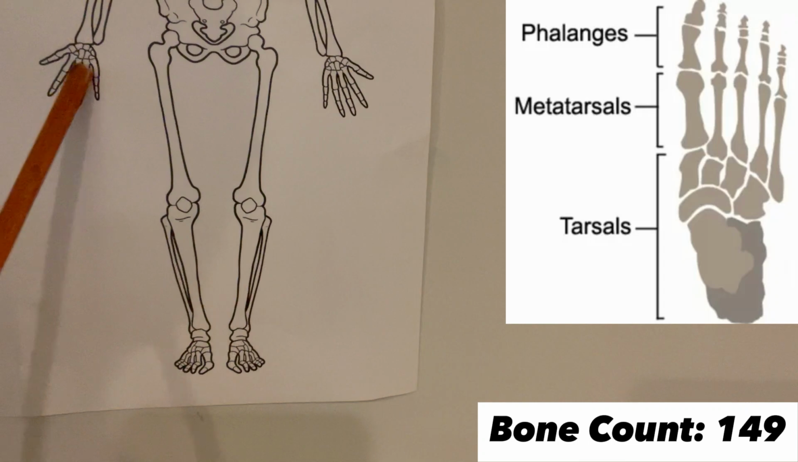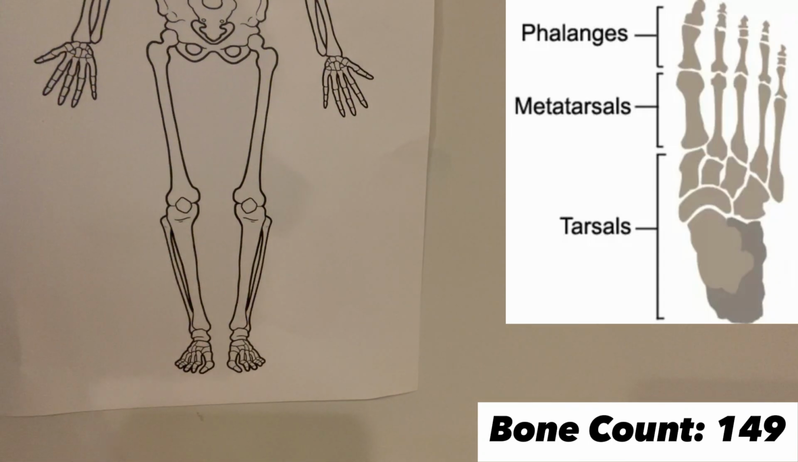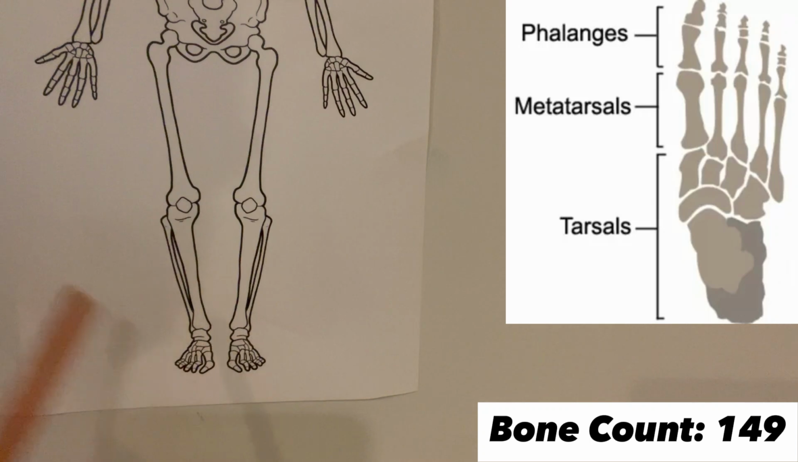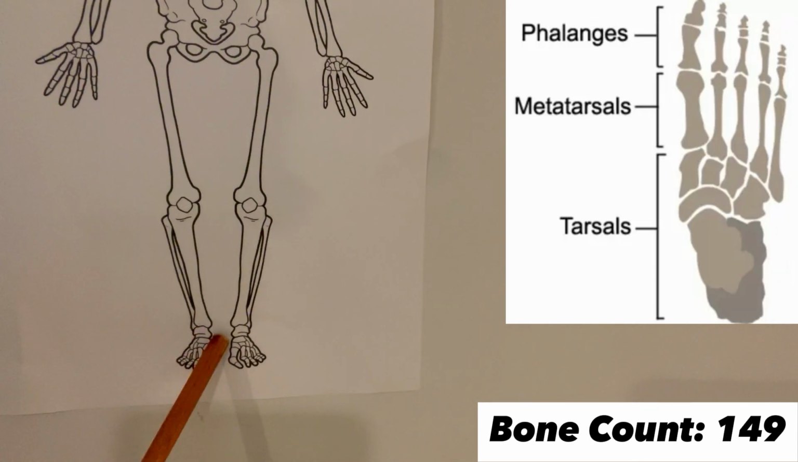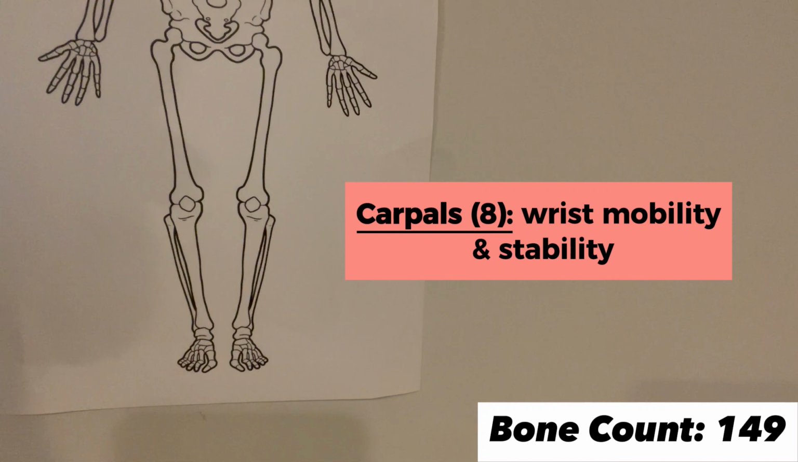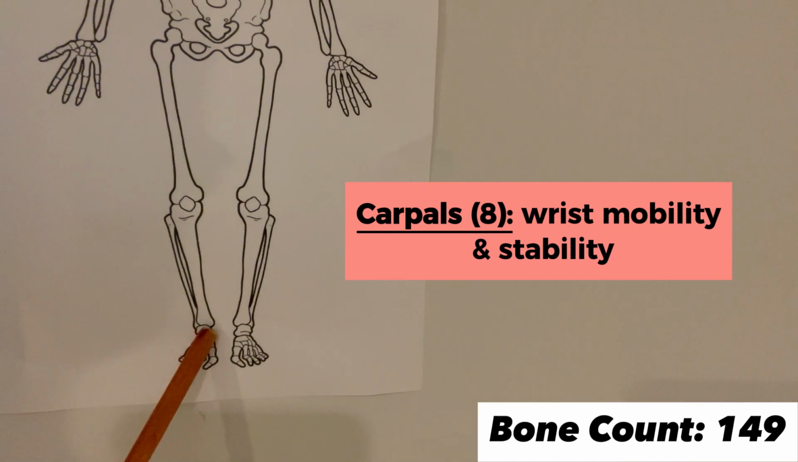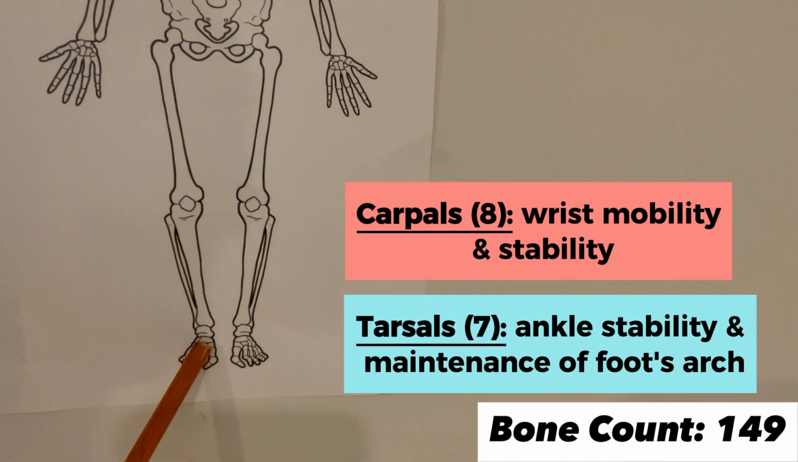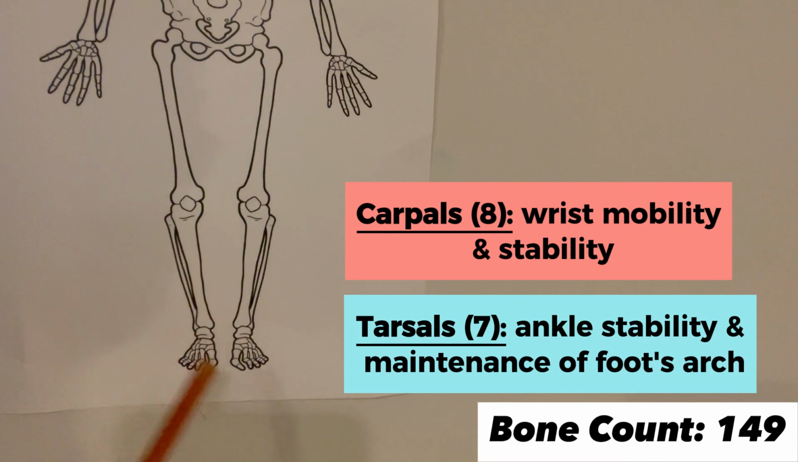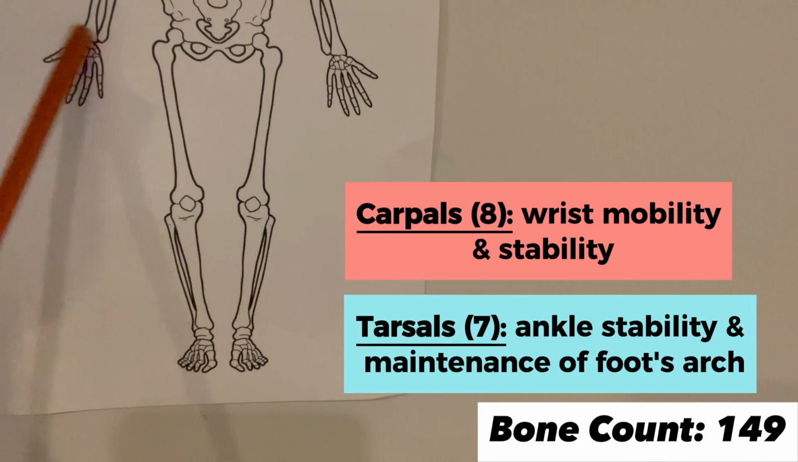Now, the metacarpals and phalanges are essentially equivalent to the metatarsals and phalanges. However, the carpals and the tarsal bones are slightly different. In the hand, the carpal bones are important for wrist mobility, whereas in the foot, the tarsal bones, right here behind the metatarsals and phalanges, are essential to stabilize the ankle and the arch of your foot. Another difference is that there are 7 tarsal bones down here, whereas there are 8 carpal bones in the hand.